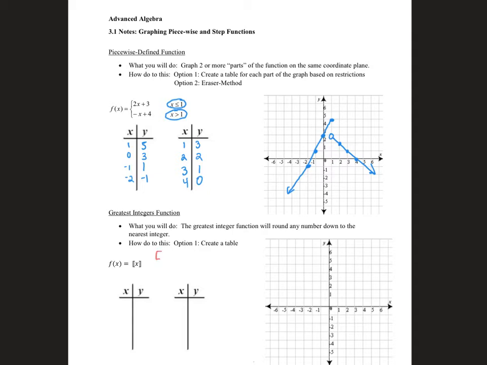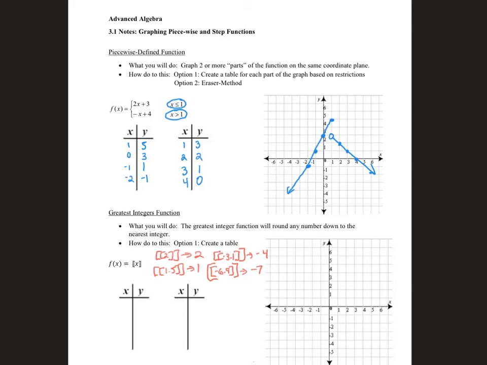So the greatest integer of 2 would be rounded down to 2. The greatest integer of, let's say, 1.5 gets rounded down to 1. The greatest integer of negative 3.1 gets rounded down to negative 4, and for negative 6.9, the greatest integer rounds down to negative 7. So you can see by these 4 examples that the greatest integer function simply rounds down any real number to the nearest integer.